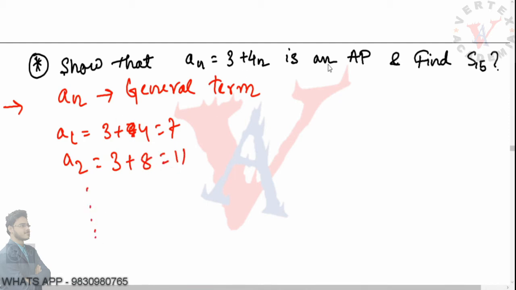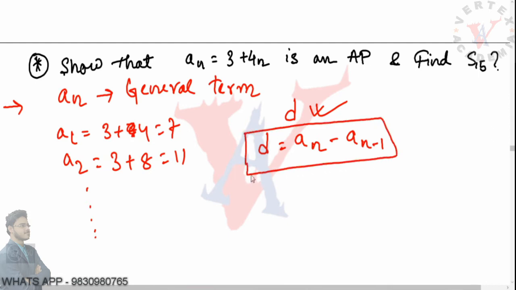So to check whether it is an AP or not, we have to find the common difference D. If D is coming constant, then it is an AP. Now you have already known the formula of D: D is an minus an minus 1. In the initial lectures I have discussed this. So let us check if D comes constant, that is, it does not depend on n. If D does not depend on n, that means D is a constant, and therefore it is an AP.